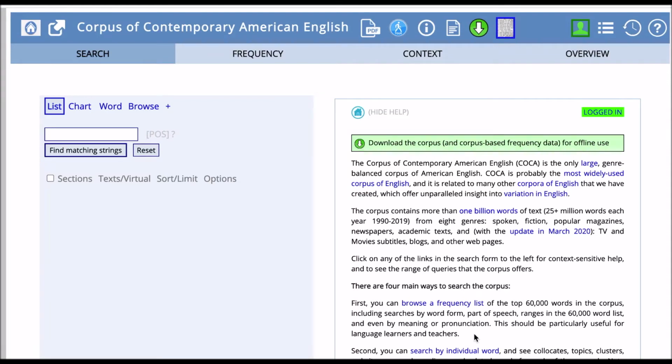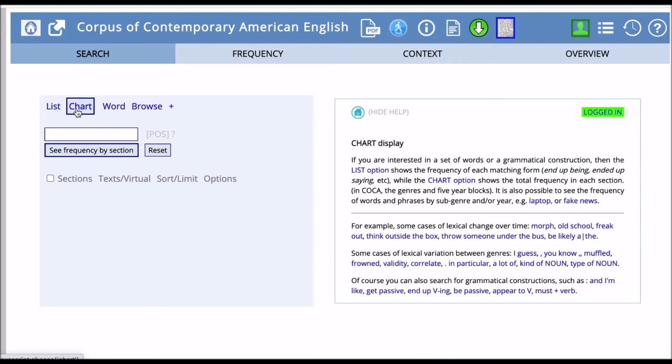The last function for COCA that I want to look at is the chart function. Earlier we saw how you could compare a word or phrase in the different sections of COCA, such as academic writing versus the spoken section of the corpus. Chart does something similar, where we can enter a word or phrase and we can see immediately across all the different registers or sections of COCA how frequent that word or phrase is.